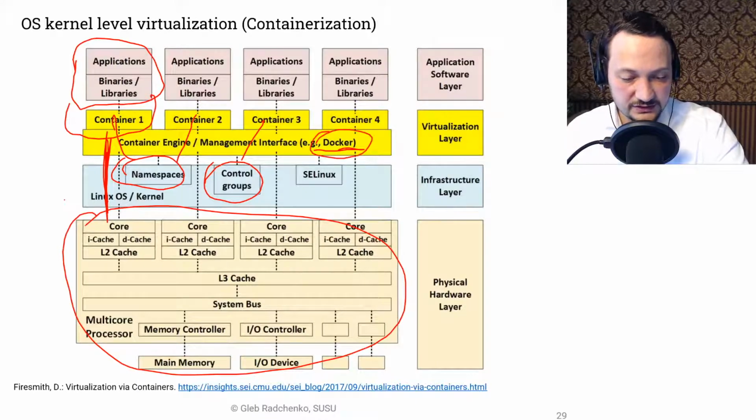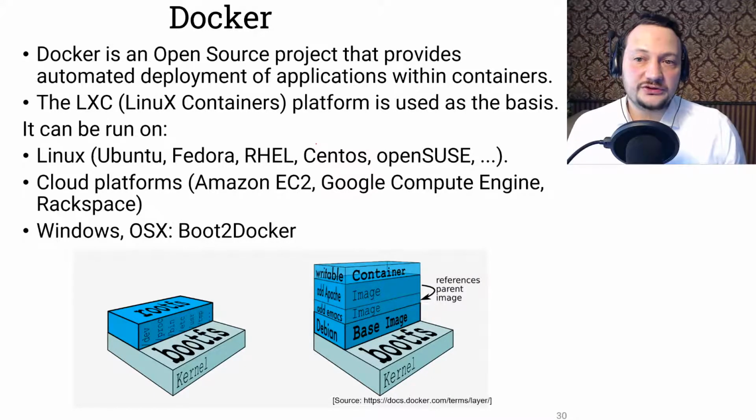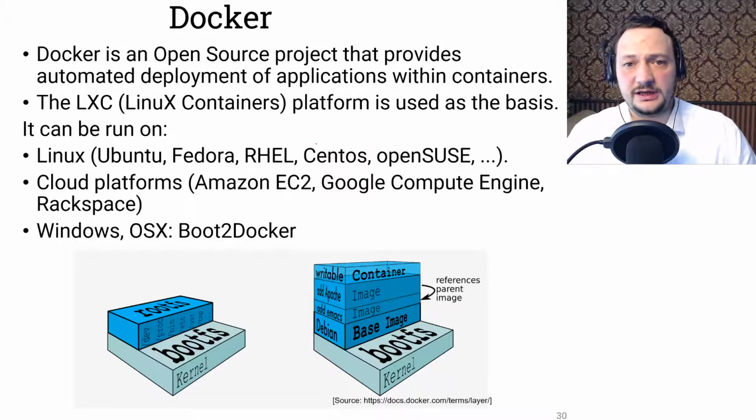So here you can see this thing, Docker. What is Docker? Docker is an open source project that provides automatic deployment of applications with containers. Basically, it uses the Linux container platform, but today you can use different other platforms to implement Docker containerization. It can be run on Linux using Ubuntu, Fedora, any other. It can be run on cloud platforms: Amazon Elastic Compute Cloud, Google Cloud, Rackspace. It can be launched and installed on Windows.